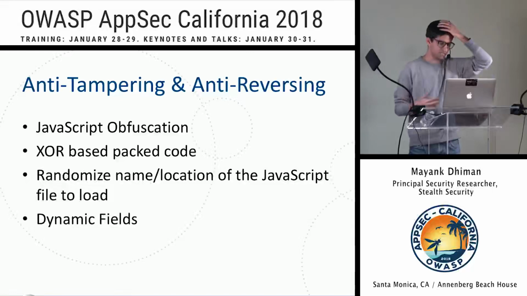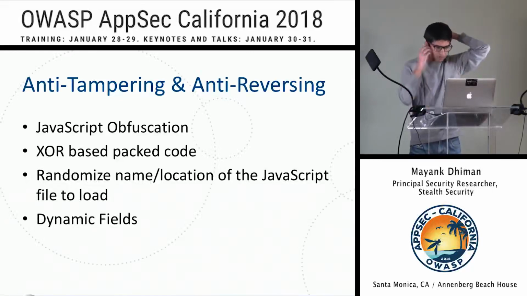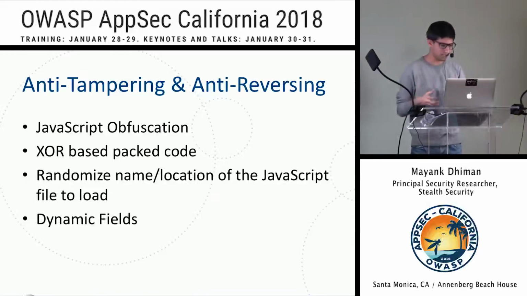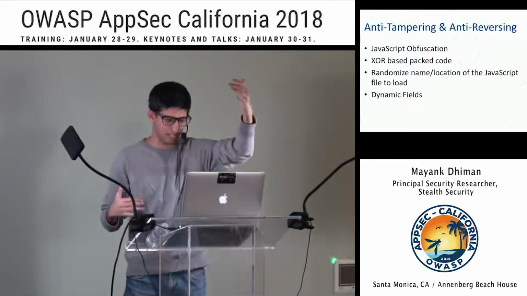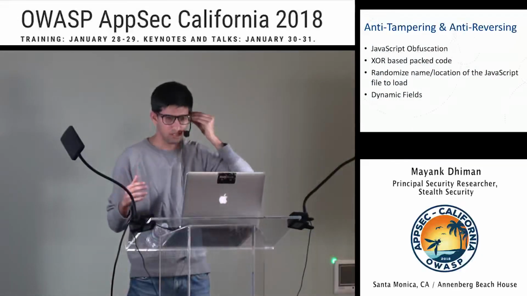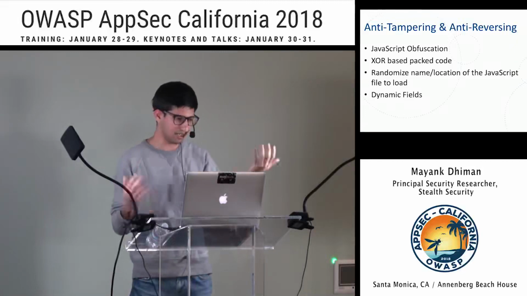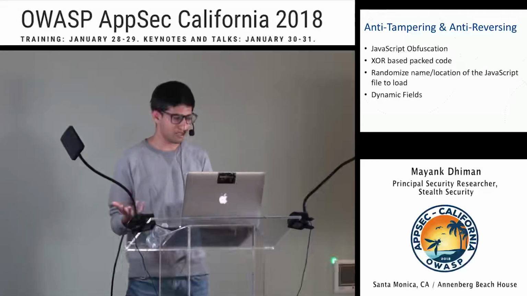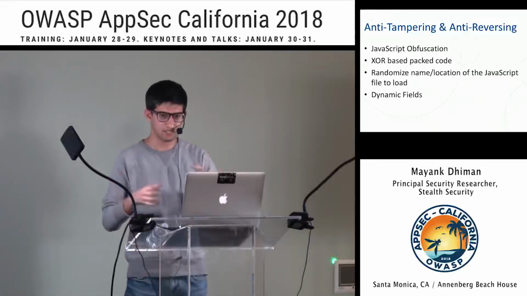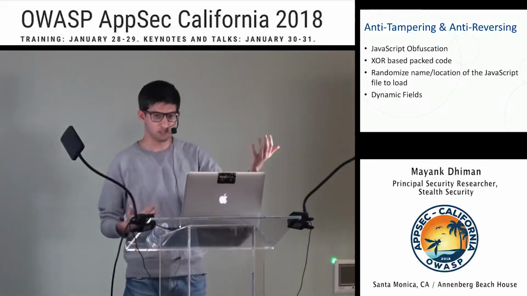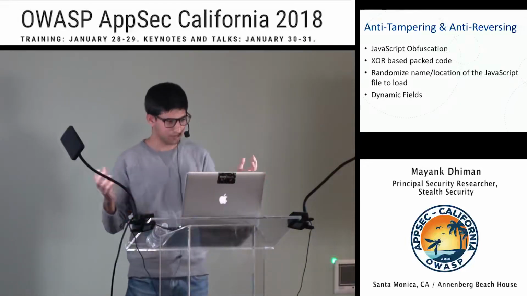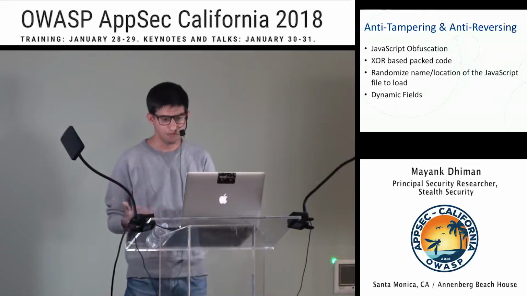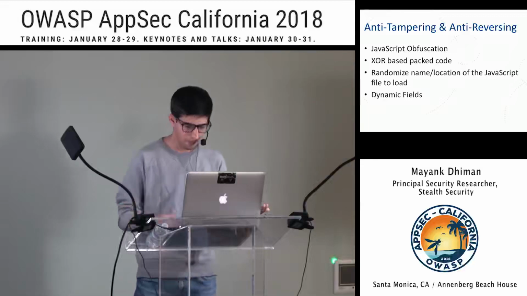For example, in one particular scenario, I've seen they were using XOR based packing, where they would send down the code packed, along with a giant array of integers, and they would XOR the code with it to get back the actual code. In many scenarios, I saw them randomizing the location from where the JavaScript file would be loaded. They were even randomizing the source code of the JavaScript snippet, which was interesting. They were employing a whole bunch of anti-tampering and anti-reversing techniques, but given enough time, you can bypass most of them.